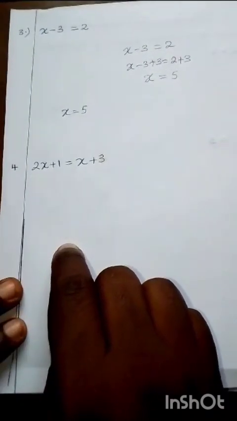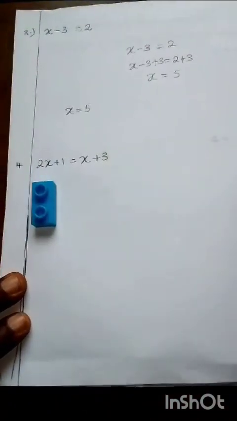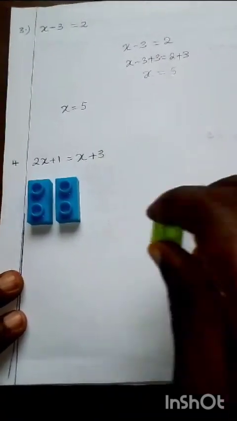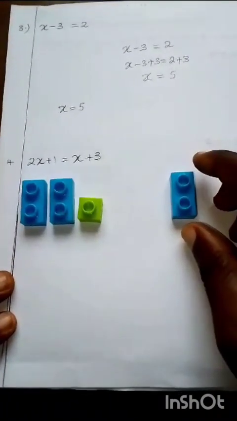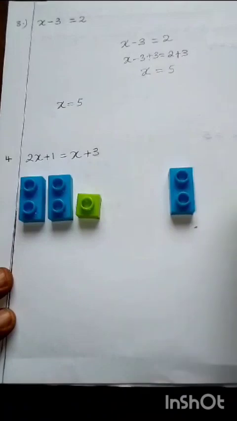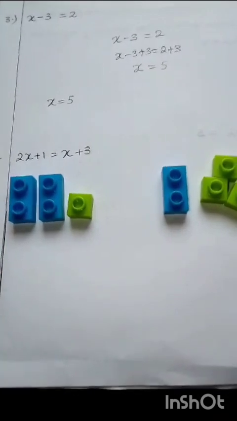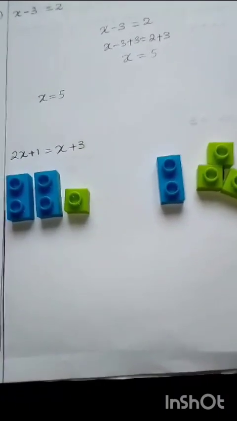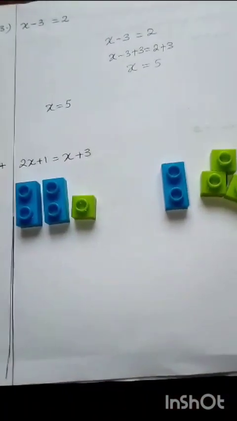Now, we have another example here where the unknowns are on both sides. We have here 2x, meaning 2 rectangular blocks, plus 1 green. Then on the right hand side, we have x plus 3. Now, we have to solve for the variable x in this case. We have 2x here, we have 1 here.